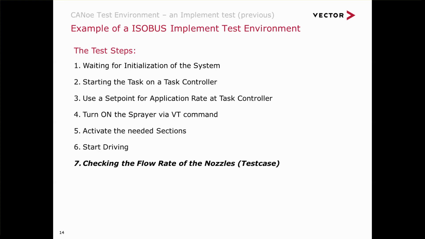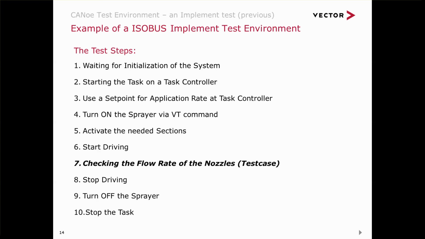This is the test case. This is a described test case in our test module. Check the flow rate. After the test, stop driving, turn off the sprayer, and the last step, stop the task in our task controller.